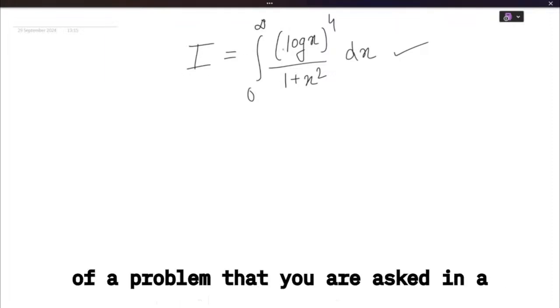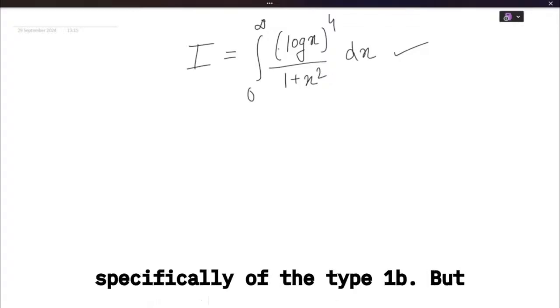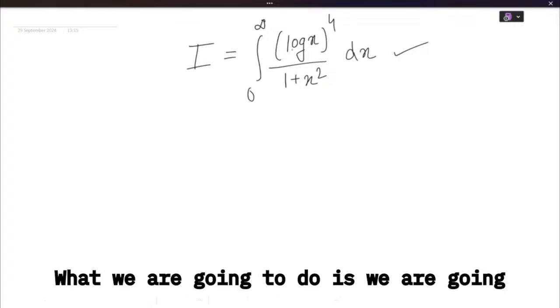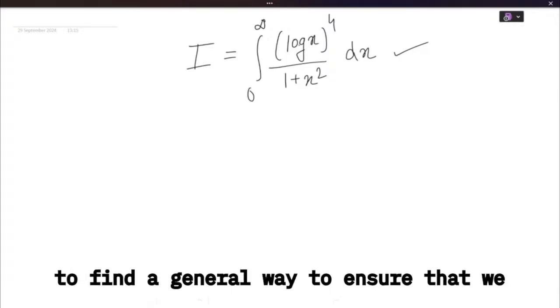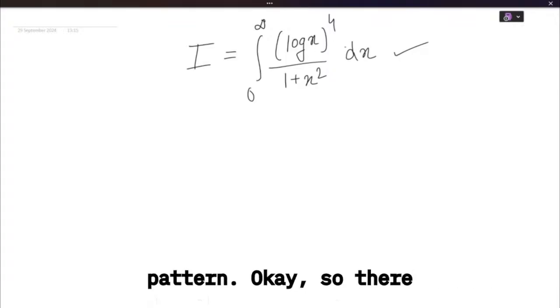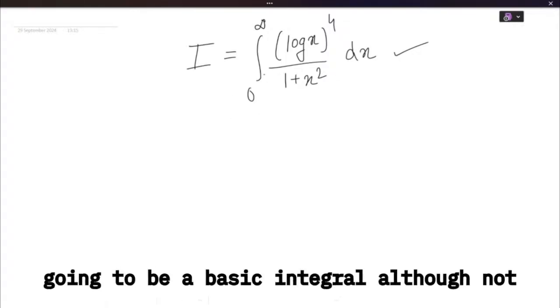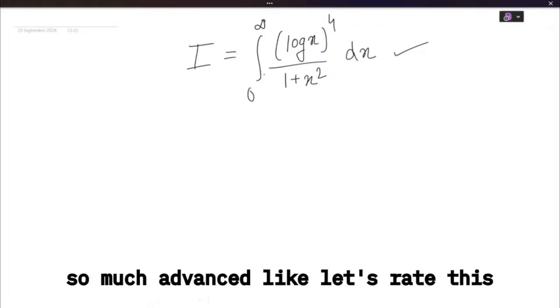So this is a variant of a problem that got asked in a Cambridge entrance examination, specifically of the type 1B. But what we are going to do is find a general way to ensure that we find all such values of integrals of this pattern. Okay. So there are a few things you must know in order to do this integral, because this is not going to be a basic integral, although not so much advanced.